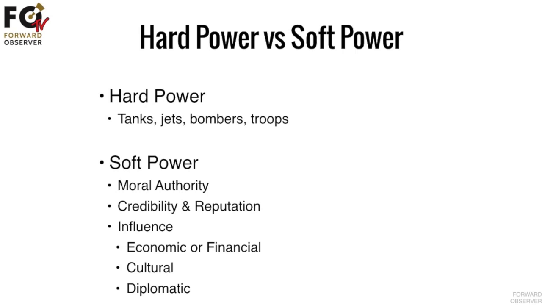One of the reasons why the United States emerged from World War II with growing global power is that we had soft power. We had moral authority. We had credibility. We had increasing levels of economic and financial influence. We began exporting our culture abroad. In many cases, diplomatically, we were looked at as the leader of the free world. That continued all throughout the Cold War.